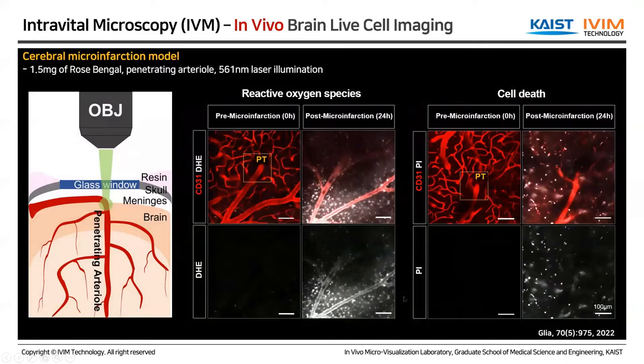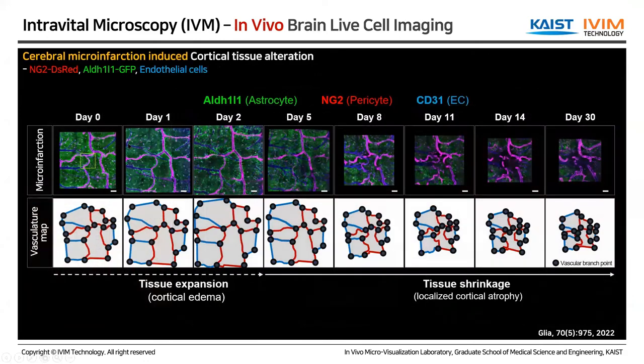Okay. So I think I'm running out of time. So I'd like to just quickly show some data we obtained from the brain by using this cranial imaging window model. What we made was, by using Rose Bengal, we can make a very small thrombus in one penetrating arteriole. So we can make a very small microinfarction in the brain, like this. And then we can observe the impacted area over 30 days by using the cranial imaging window.